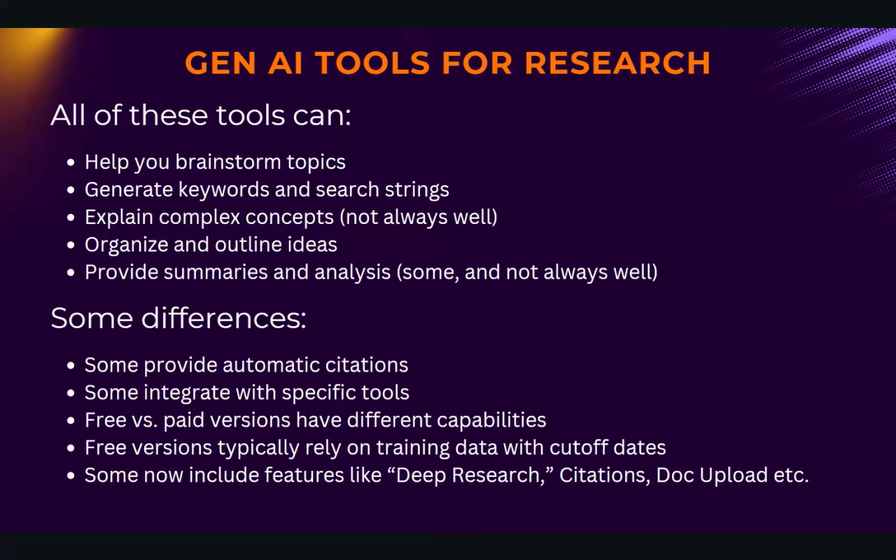It just depends. Notable differences: some, like Perplexity, will offer automatic citations, as we saw with Copilot. Some integrate with specific tools like Microsoft and Copilot, like we looked at. And free and paid versions will have different capabilities based on what tier you're on and what model you're using. A lot of free versions do still rely on their training data with those cutoff dates, although again, most of these now search the web. And some now offer more advanced features, like what they're calling deep research, which offers more complex outputs as well as citations and document upload features.